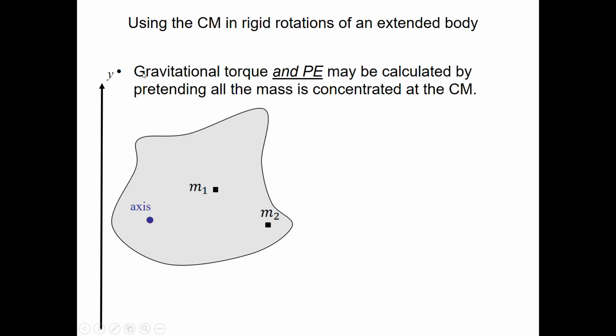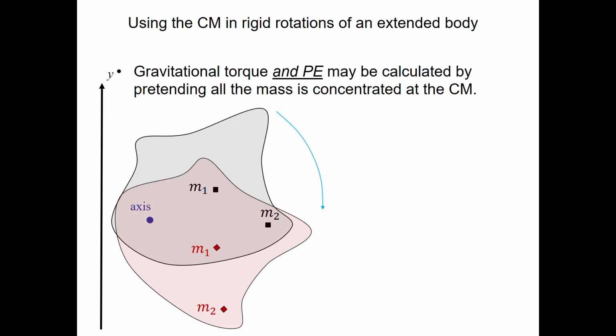We're going to show that there are some other simplifying principles when a rigid body is rotating about a fixed axis. Not only can the gravitational torque be calculated by pretending all the mass is concentrated at the center of mass, the same thing is true about the potential energy. What I mean by that is, let's imagine this object is rigid and fixed to rotate about a fixed axis, shown here. And as it rotates, for example, down, the gravitational potential energy is going to change.